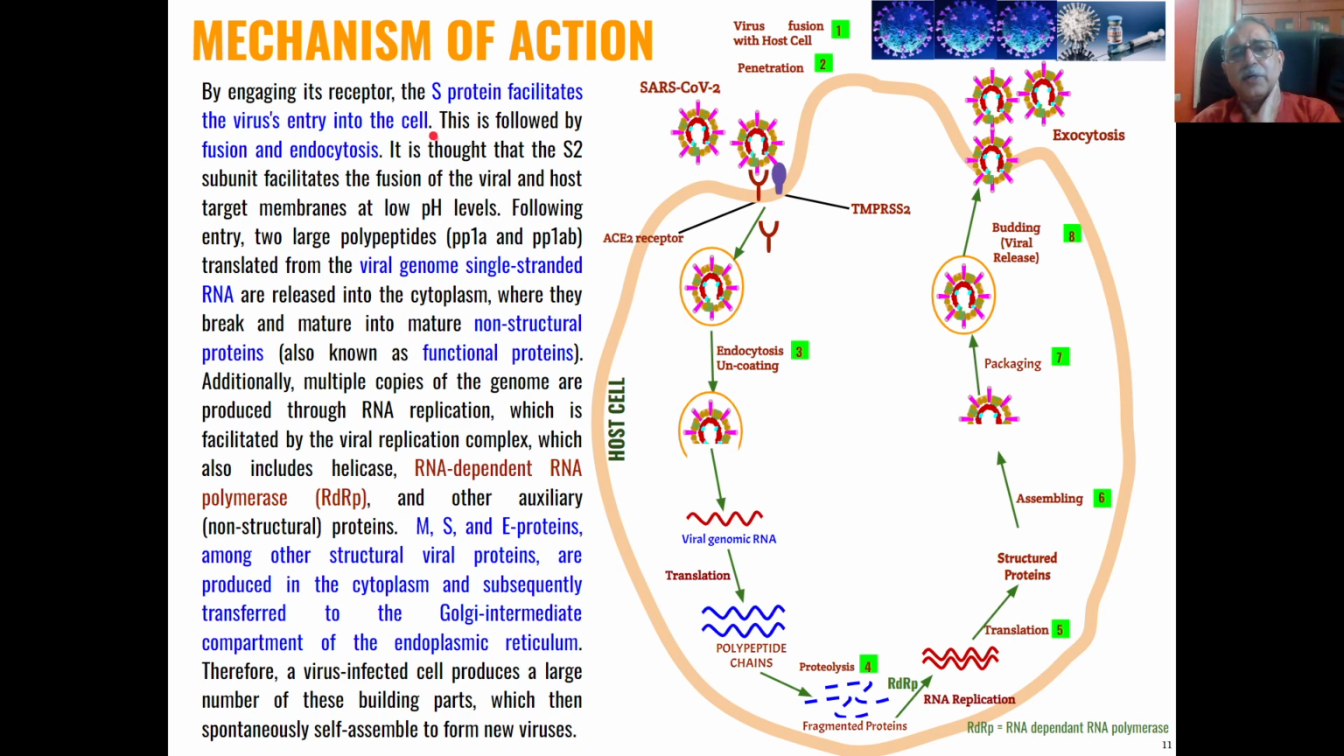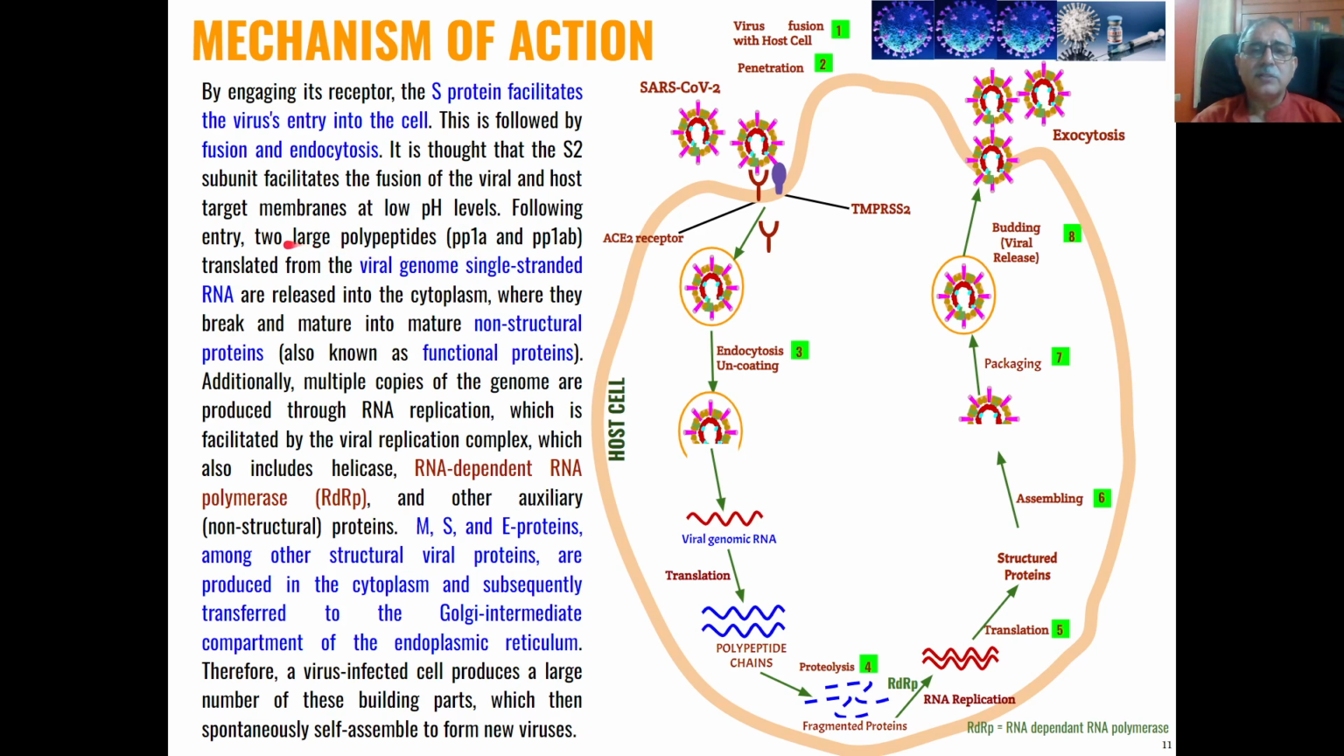Now, as I've told you, the host receptors interact with the S protein, which facilitates the virus entry into the cell, and most effective fusion takes place with these ACE2 receptor and TMPRSS2 receptors. So through these two receptors present on the human cell, the virus gets fused to the human cell, and ultimately this passes through the cell wall into the cell.